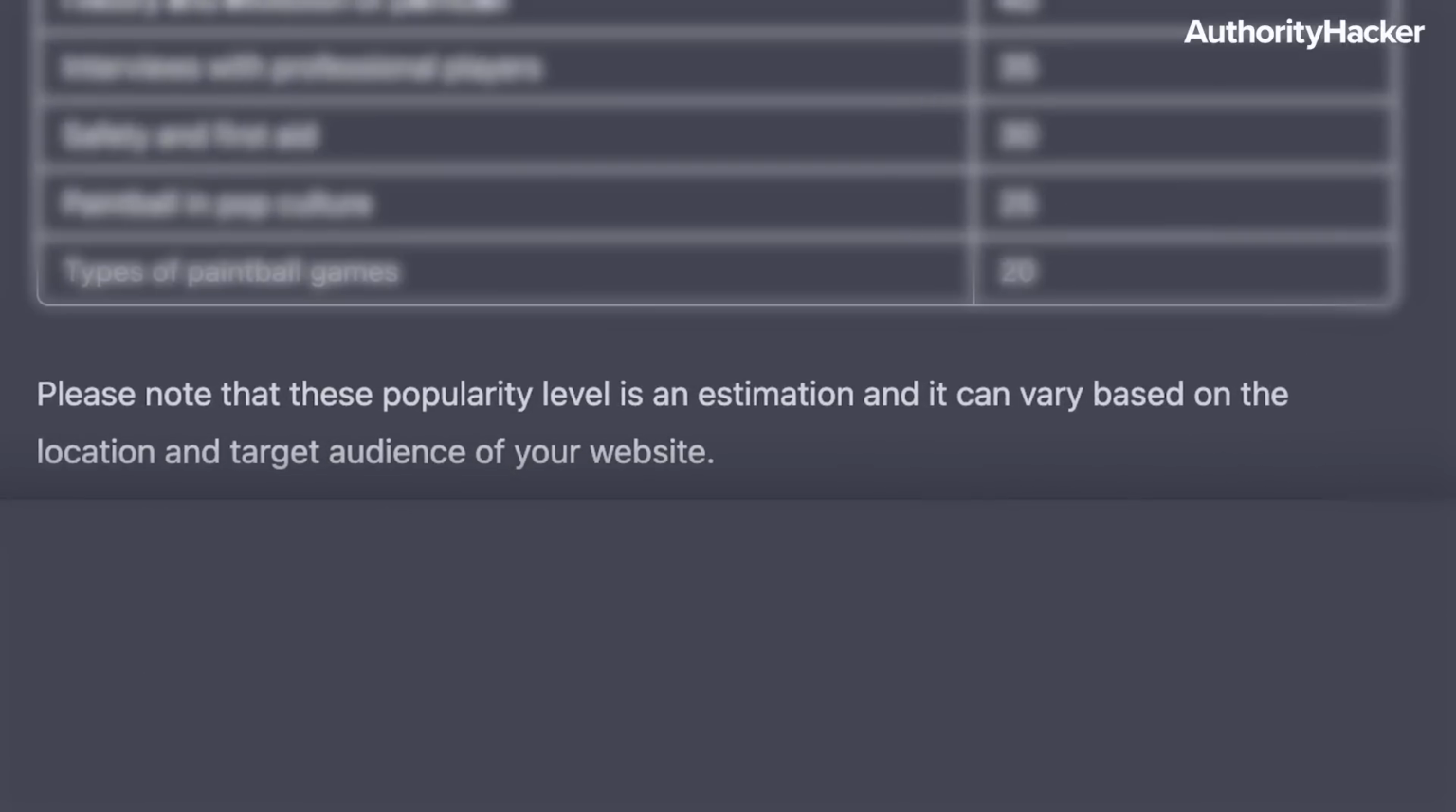But it says at the end, please note these popularity levels are an estimation. It can vary based on the location and target audience of your website. It's basically a disclaimer from ChatGPT telling you, I'm not really sure yet. But still, it's interesting. It's still good as a prompt. If you don't know all these different corners of the paintball space, then it's going to give you something to go on at least. Exactly. So that's all I wanted for this prompt. I didn't want an idea for content.